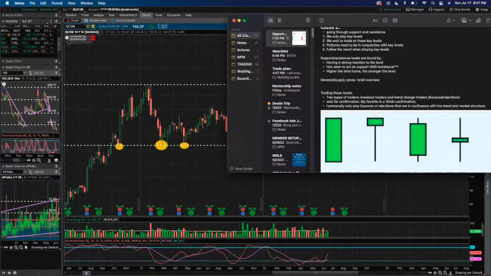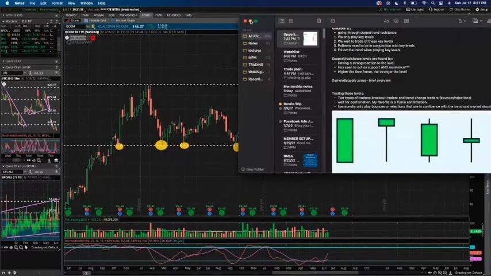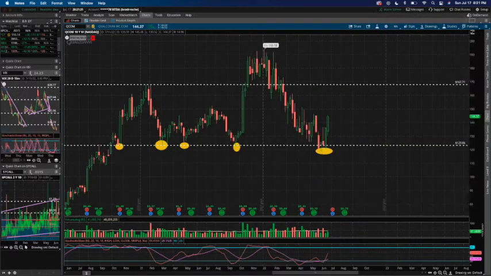Okay, so somebody asked, how can you avoid those fake outs there, the false bottom? Personally, you can't. There's not always going to be a time where you can. So that's where risk management comes in.